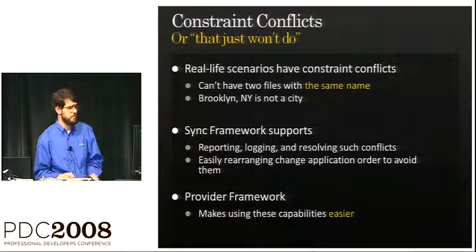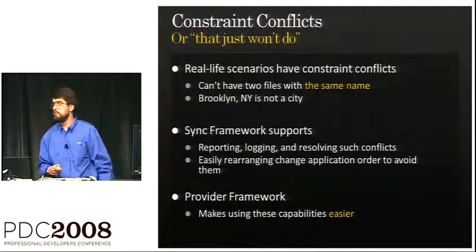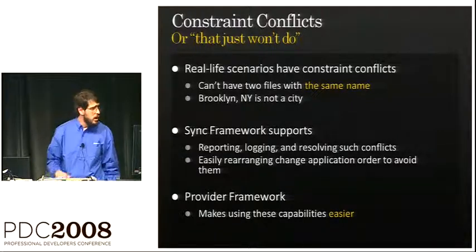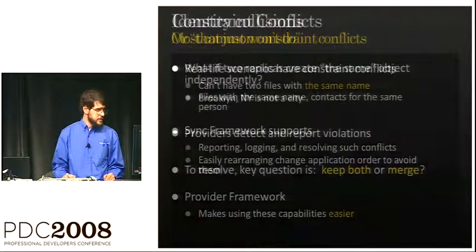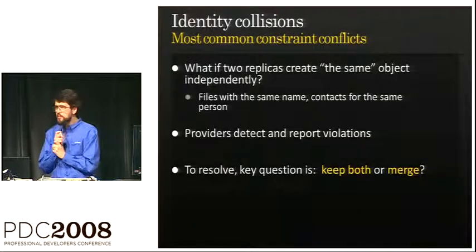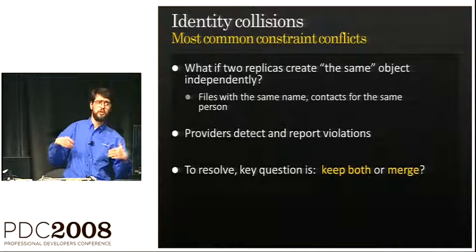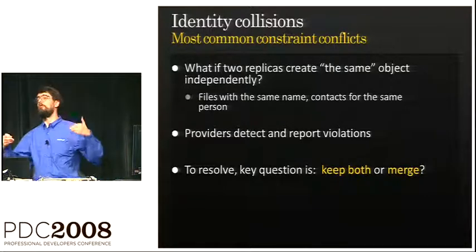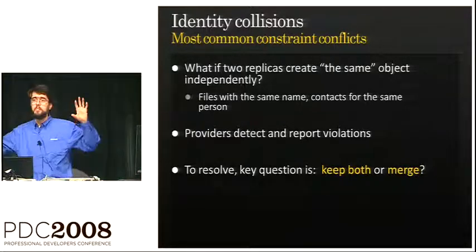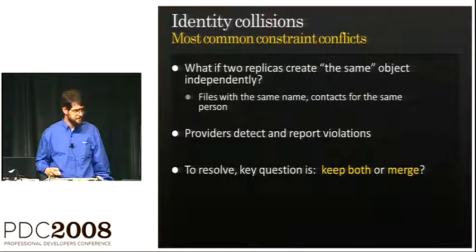Again, the provider framework, of course, as usual, makes these capabilities easier to use. You don't have to use the provider framework to benefit from these capabilities, but it does make it easier. Let me talk in more detail about one particular type of these conflicts, and those are the identity collisions. Examples are two files being created with the same name, or two contacts being created for the same user.